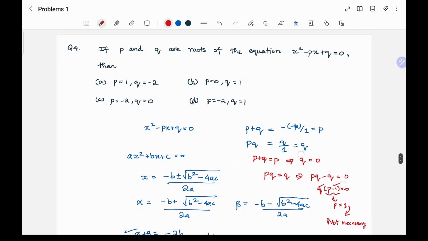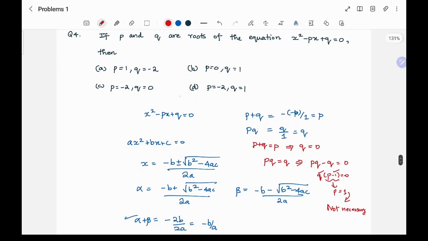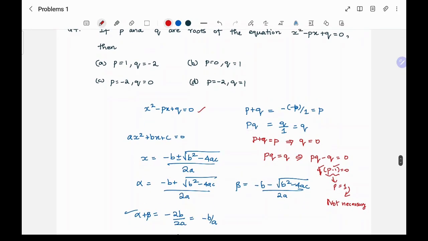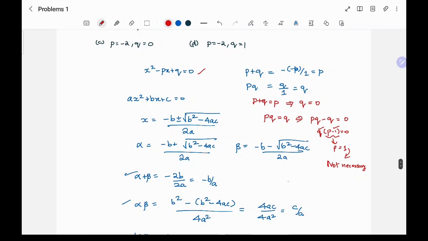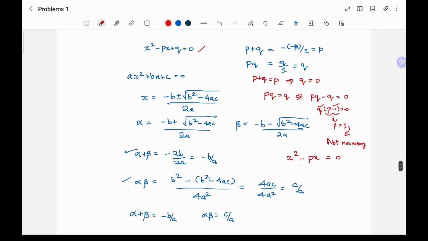So then how will you find the other root? You have the equation, right? You substitute q equal to 0 here. What will you get? x square minus px equal to 0. So x into x minus p equal to 0. So one root is x is equal to 0 and the other root is x equal to p. So p can be anything.